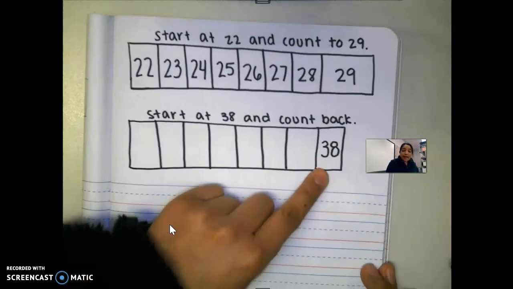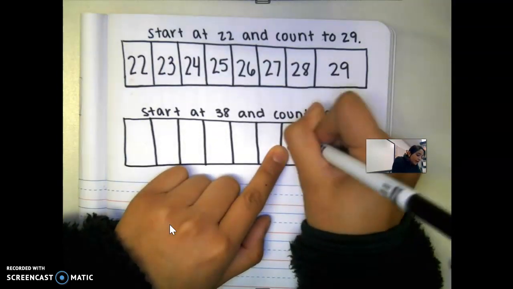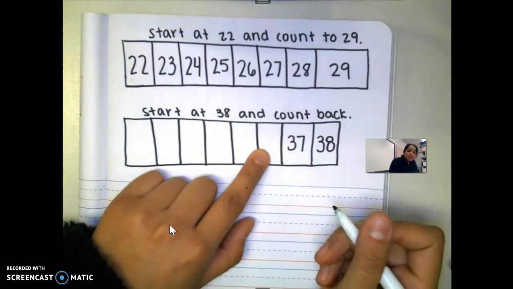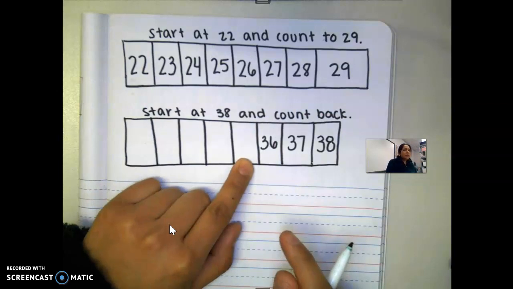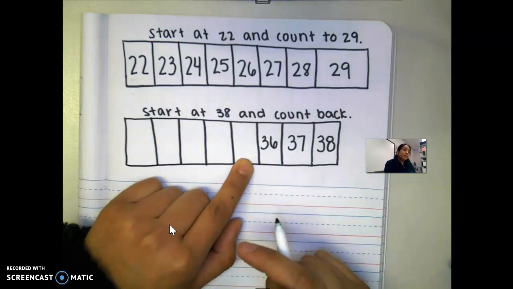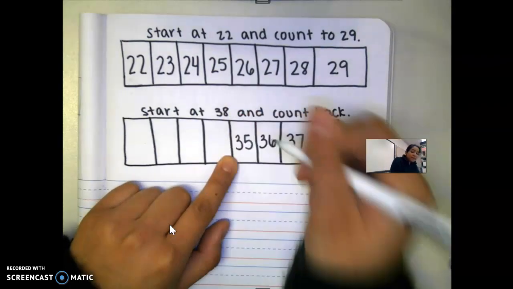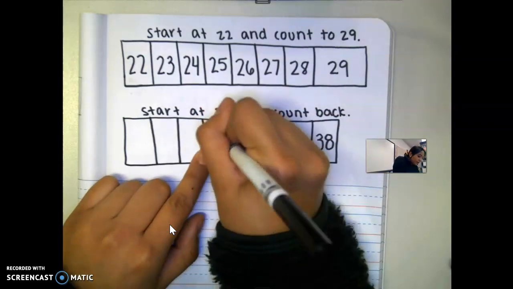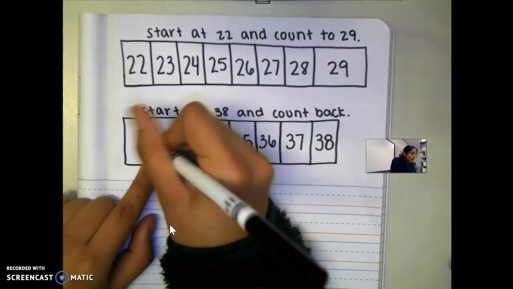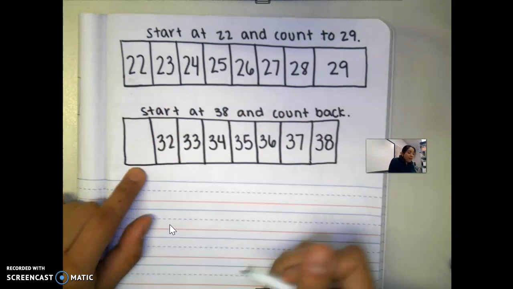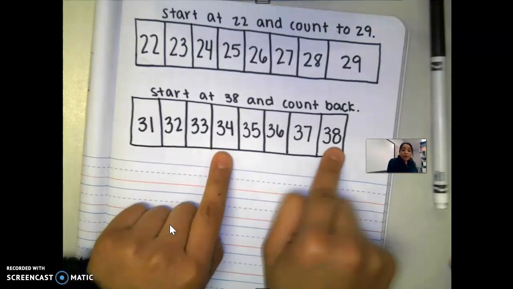Okay, I think I'm ready to fill out my boxes. So I have 38. Then counting back, I have to go backwards. So 37, and then backwards again, 36. What comes before 36 if we're counting back? 35. Great job. 35, 34, 33, 32, and 31. Okay, so I was able to start at 38 and count back.